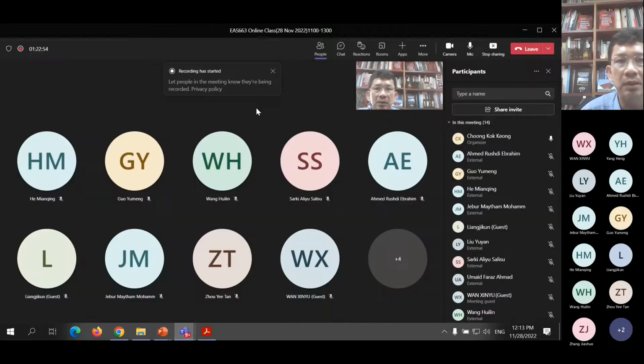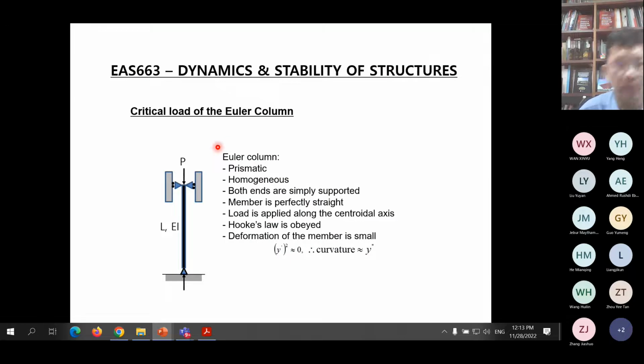So first, I define what is the meaning of Euler column, so that you can understand. Euler column is an idealized column, which is prismatic. Prismatic means the cross-sectional area is constant all the way from one end to the other. The material is homogeneous along the length of the column, so everywhere the material properties are the same. And then both ends are simply supported, which means they can rotate, but cannot move left to right. So lateral translation is restrained. Rotation is not restrained, it is free.